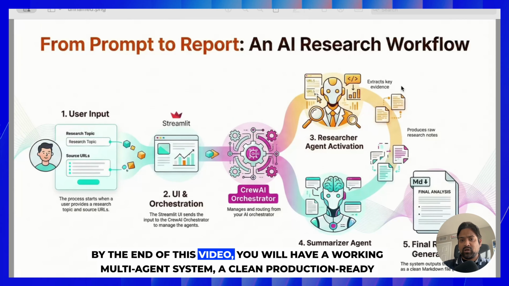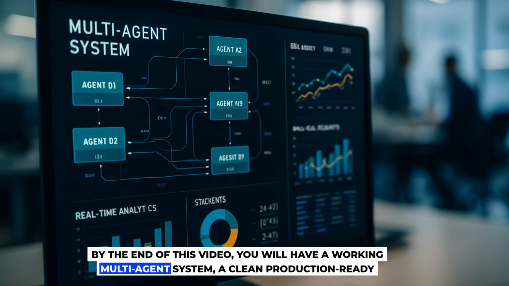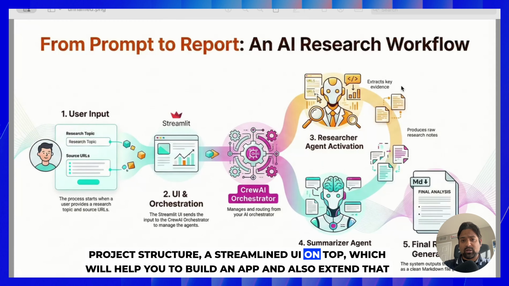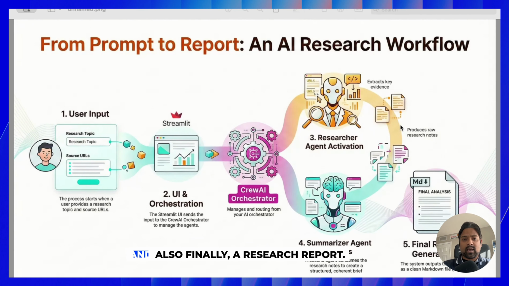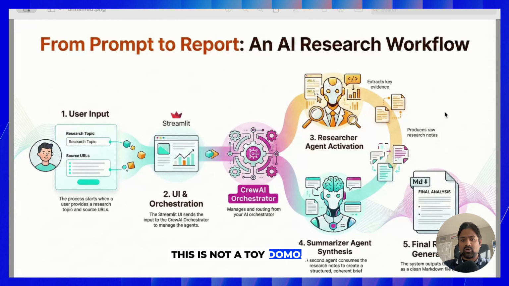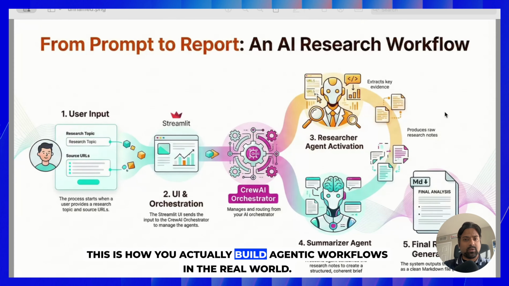By the end of this video, you will have a working multi-agent system, a clean, production-ready project structure, a Streamlit UI on top, which will help you to build an app and also extend that to some other agentic workflow. And finally, a research report generated automatically from the real source documents. This is not a toy demo. This is how you actually build agentic workflows in the real world.